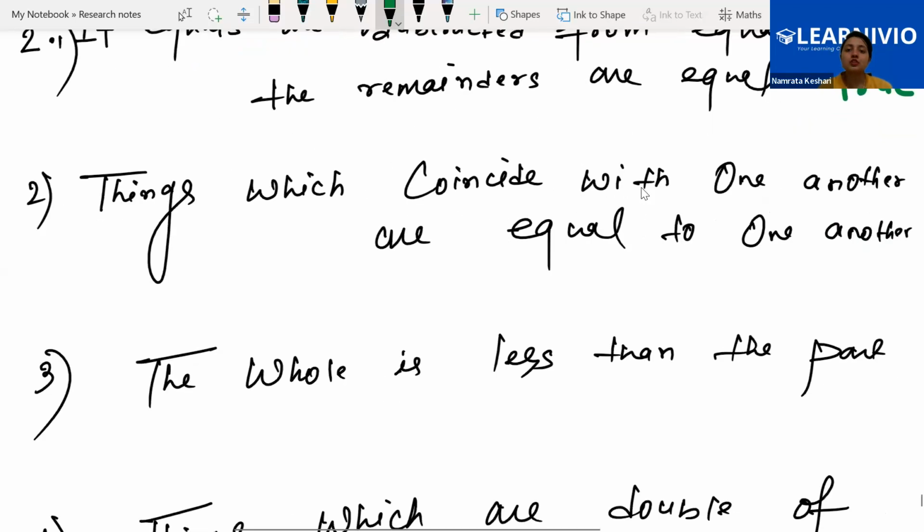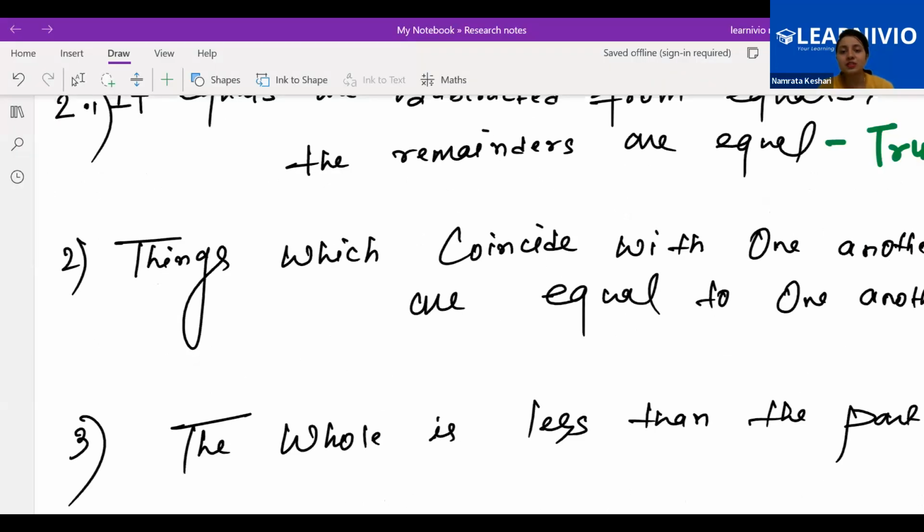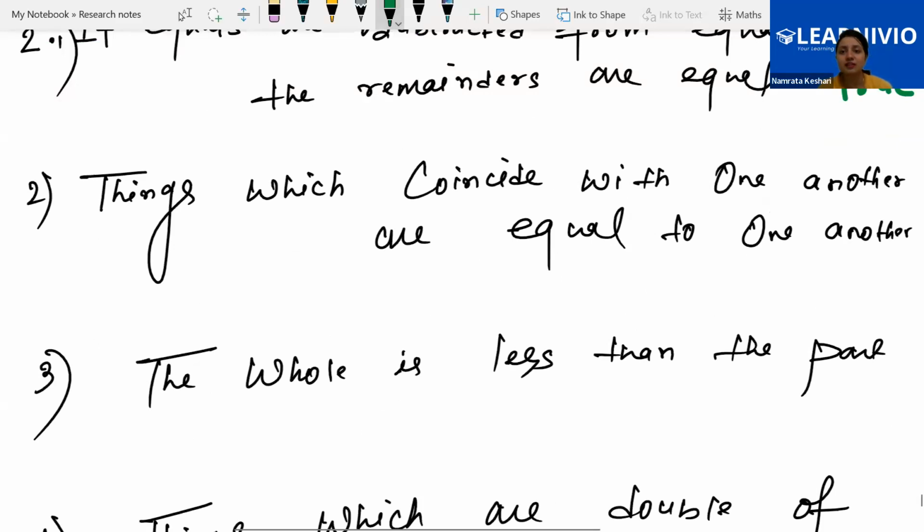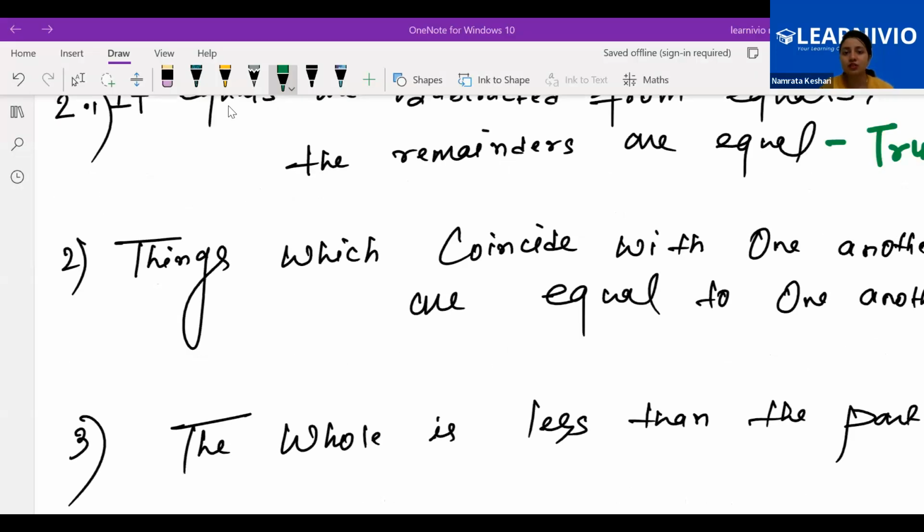Next one, things which coincide with one another are equal to one another. Is it so? True, ma'am. Read it carefully. Things which coincide with one another are equal to one another. What is the meaning of coinciding? Overlapping. Vote for it. True or false? Who is going to say true? Who is going to say false?